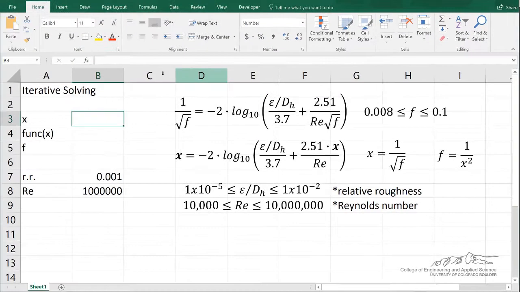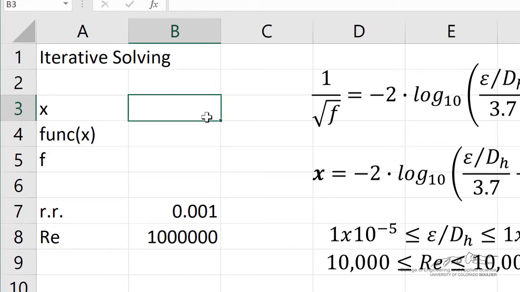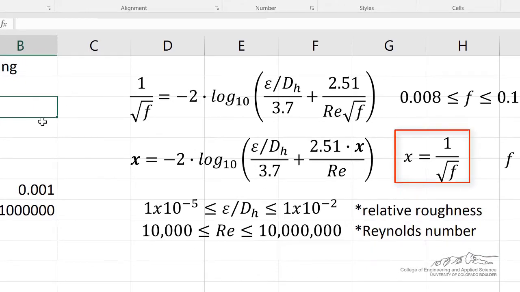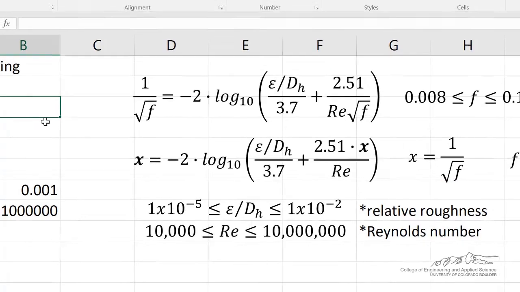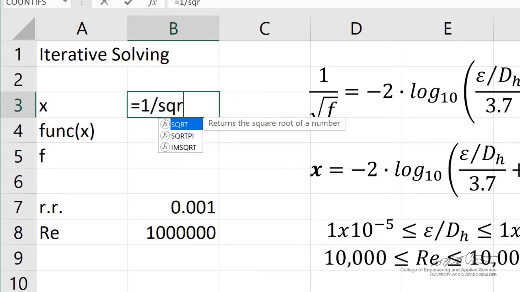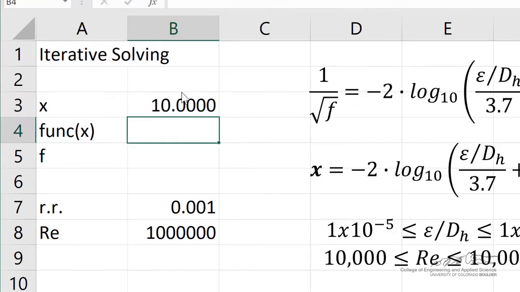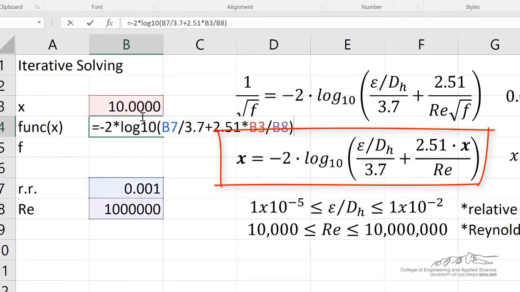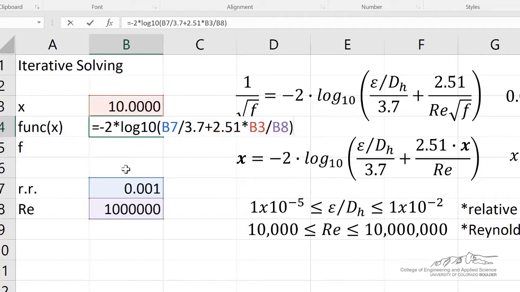So I've set up my spreadsheet here. I'm going to have a guess, so we're going to guess x. Now remember, x is equal to 1 over the square root of f. So if I use a guess of f of about 0.01, then my initial x is going to be equal to 1 divided by the square root of 0.01. Now for the function of x, I'm just going to plug in this second equation. So I've plugged in this equation here in terms of my guess, which is x, and the known relative roughness and the Reynolds number.